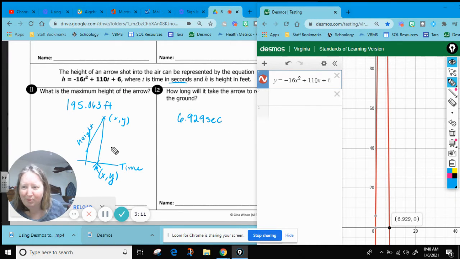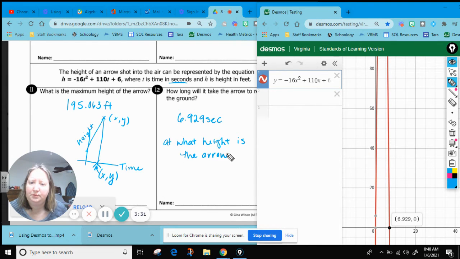Now here's where the problem gets a little more tricky. What if it asks you a question that is different than what's printed here? At what height is the arrow after 3 seconds? After 3 seconds. Or even after 2 seconds. They could ask us any number.